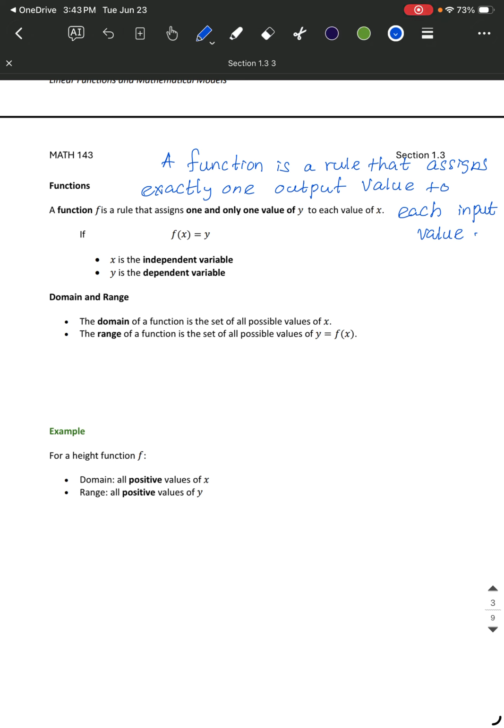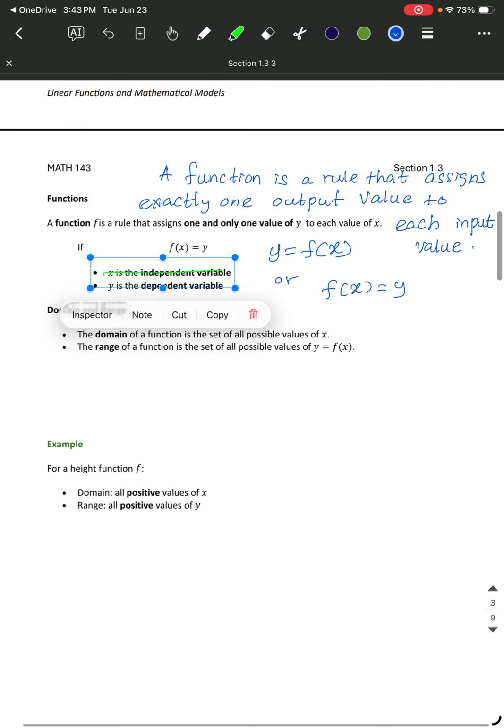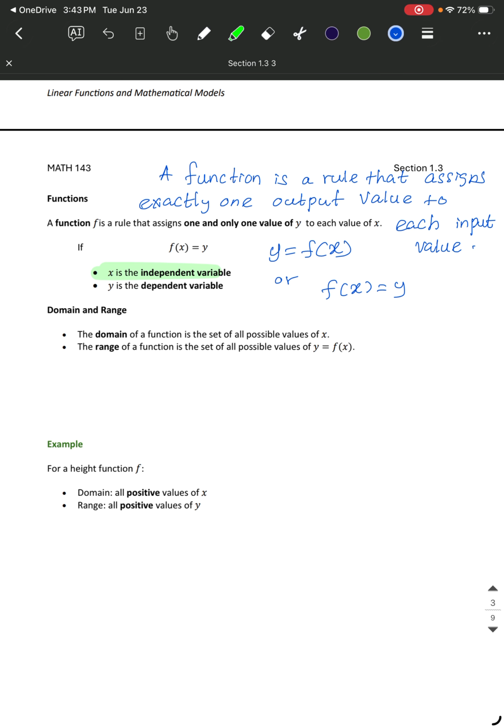So we often write y equals f of x or f of x equals y. Here x is called the independent variable. And y is the dependent variable. The dependent variable depends on the value chosen for the independent variable.